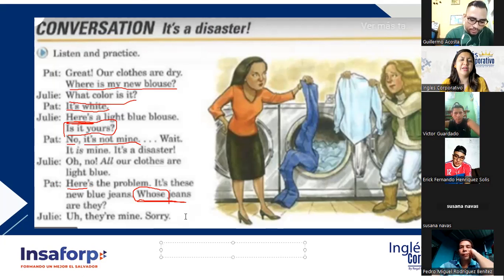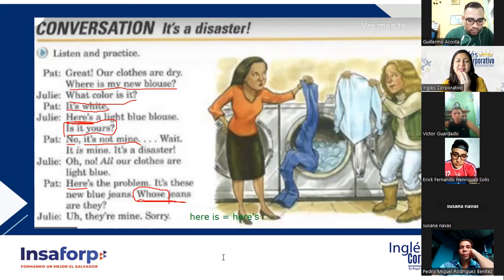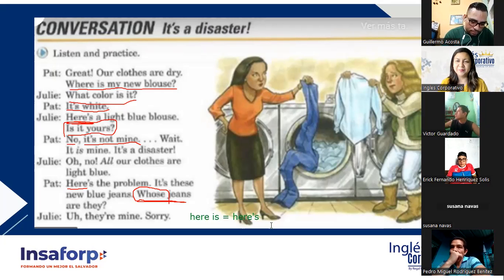A ver si lo ven por acá. Here is. Here's. Así sería. Here is, here's. No lo confundan con her, que es de ella, ¿verdad? Es diferente. Este lleva una E después de la R. Here's. También here's. Para decirle, aquí está, para darle algo a alguien.